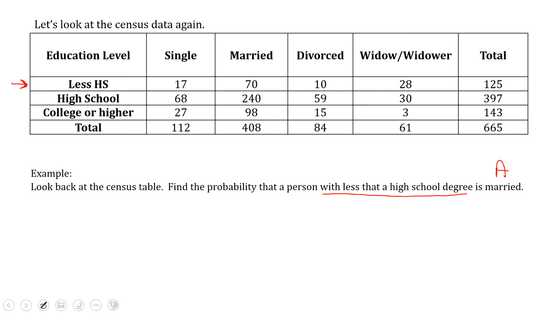Okay? So what we're looking at is the probability that a person with less than a high school degree is married. If we remember, our probability formula is the probability of A and B divided by the probability of B overall. So the probability of somebody being married with less than a high school degree is 70 over 125. Does that make sense? Okay. And then the probability of the person having less than a high school diploma is 125 over 665.